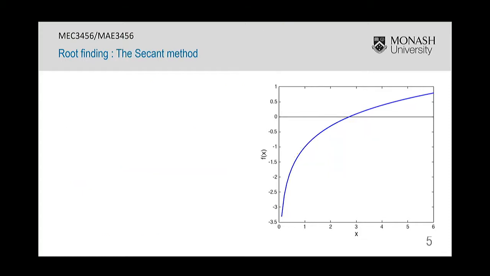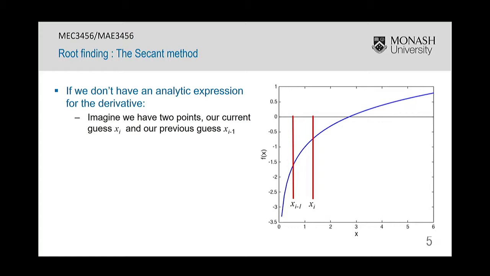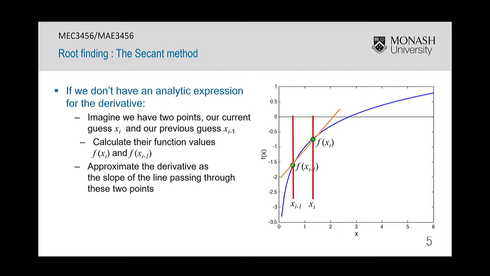An alternative to the Newton-Raphson method is the secant method. Sometimes we don't have an analytic expression for the derivative, so we don't know what mi is equal to. However, usually we can imagine that we've got 2 points, our current guess xi and our previous guess xi minus 1. We can calculate the function values at these 2 points, f of xi and f of xi minus 1, and approximate the derivative as the slope of the line that passes through these 2 points. It's only an approximation, but as these points get closer together, it will become a better and better approximation.